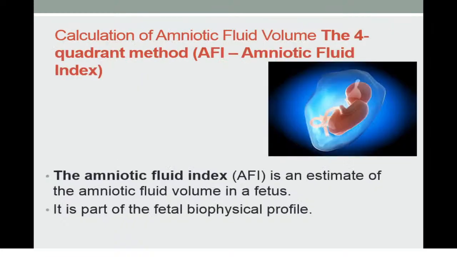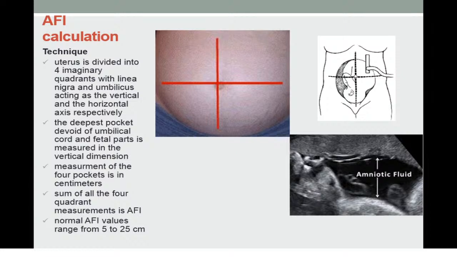Calculation of the amniotic fluid volume with the method known as the 4-quadrant method is known as amniotic fluid index. It is more accurate and comprehensive compared with amniotic fluid volume calculated with the single deepest pocket volume. The amniotic fluid index is an estimate of the amniotic fluid volume in the fetus, and it is part of the fetal biophysical profile. Of course, it needs a special device.